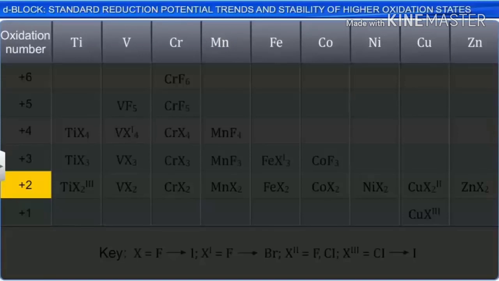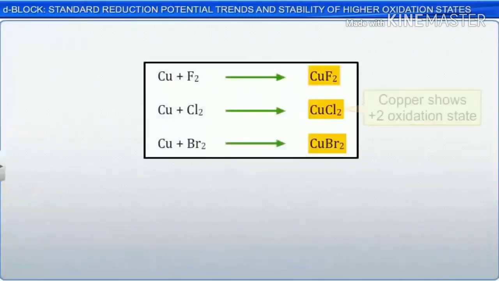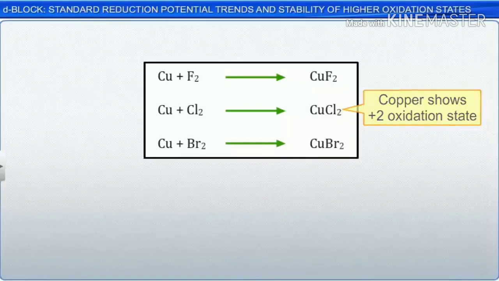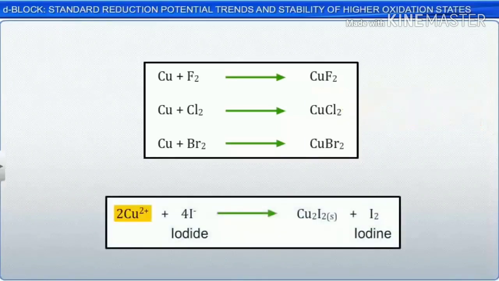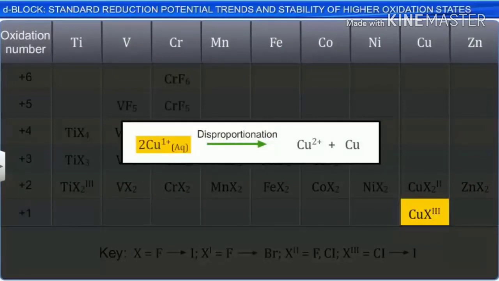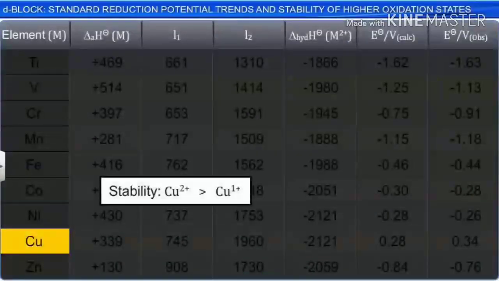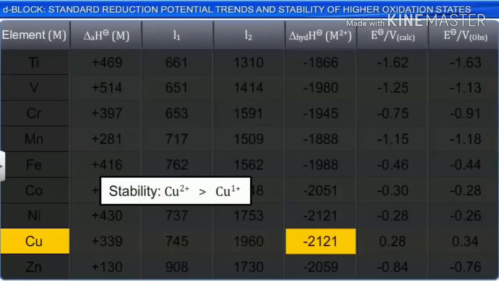Copper, in +2 oxidation state, forms all the halides except iodides, because cupric ion oxidizes iodide to iodine. Copper +1 compounds, being unstable in aqueous solutions, undergo disproportionation to give stable cupric ion and copper, according to the equation shown here. The stability of Cu2+ ions rather than Cu+ ions is due to the higher negative hydration enthalpy of cupric ion than cuprous ion, which more than compensates for the second ionization enthalpy of copper.